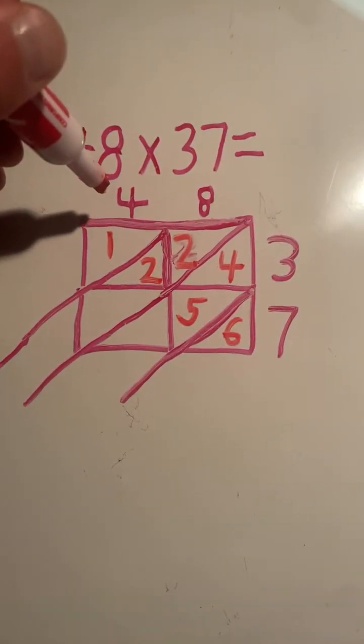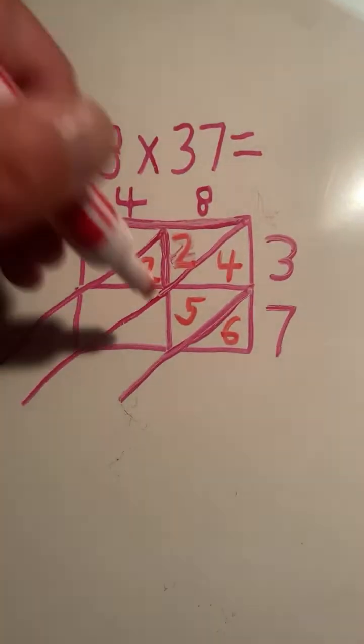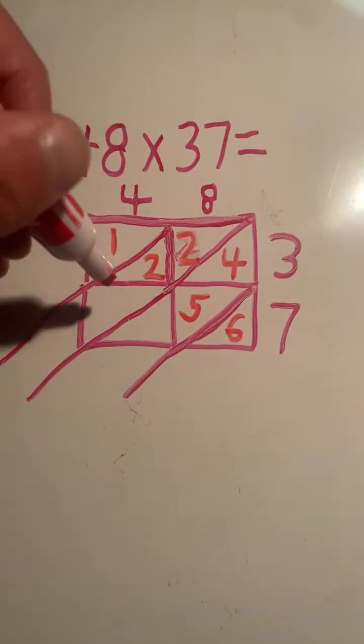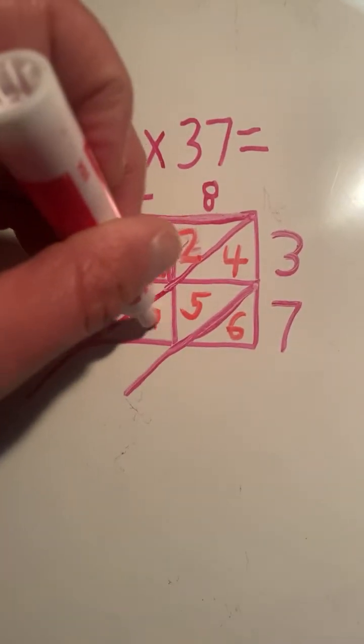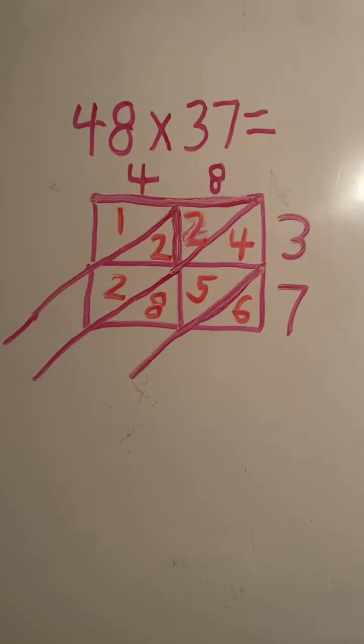Last two digits we're going to multiply: 4 times 7. The answer to 4 times 7 goes in this square with a separate digit in each triangle. So 2 in the top triangle, 8 in the bottom triangle. 4 times 7 equals 28.